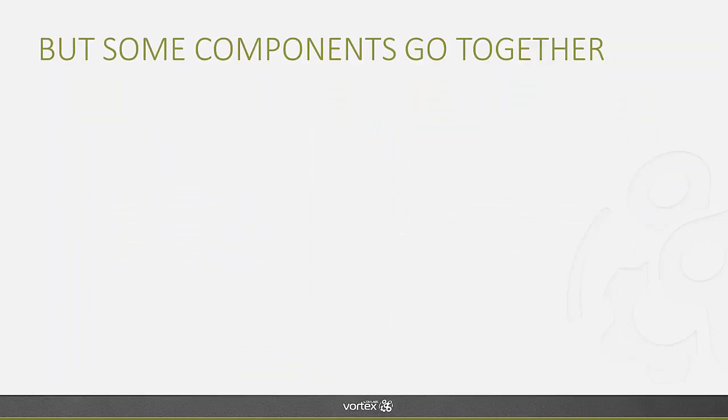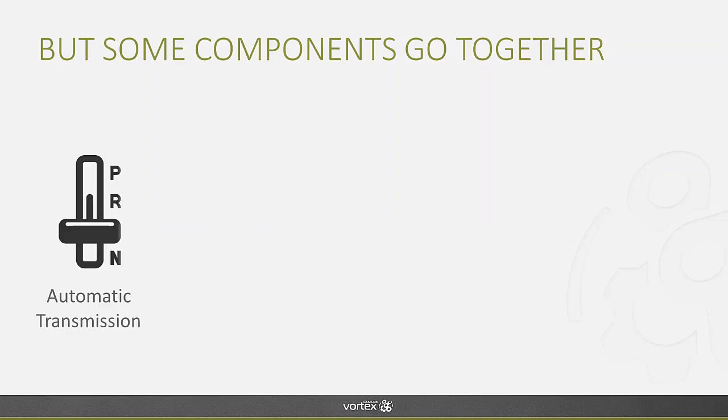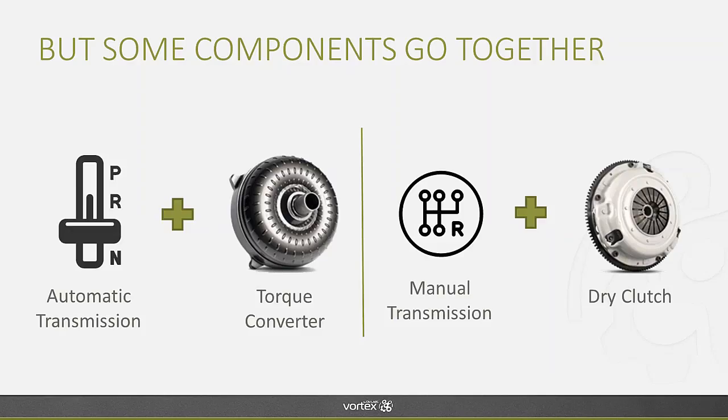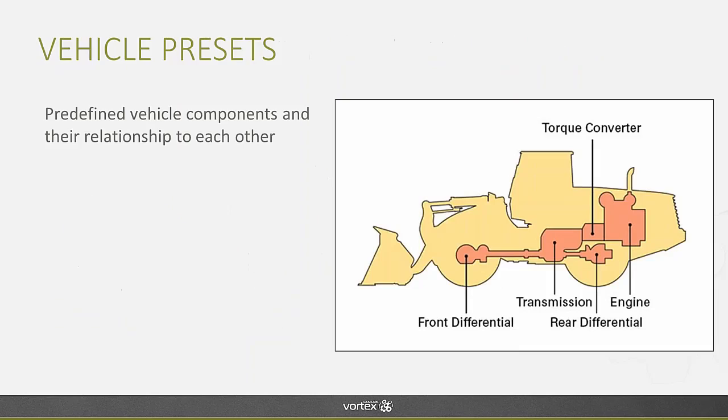But there are still components that are always going hand in hand. For example, if you have an automatic transmission, then you will also have to specify the torque converter performance. If you were to use a manual transmission, then you'll have a dry clutch component. So instead of starting from scratch every time and creating every single component you're going to model, vehicle presets allow you to take a predefined set of components, and it also predefines the relationships they have to each other. This saves time, makes everything more efficient, and prevents errors as well.